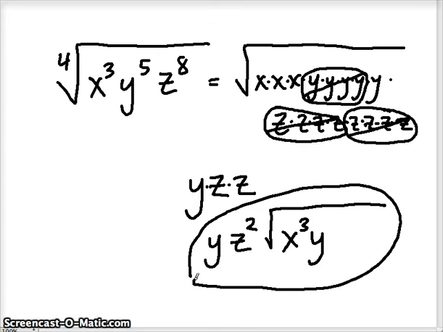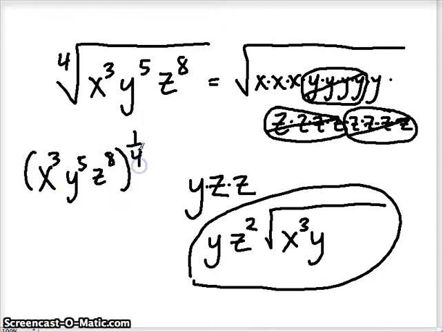We could also think about changing the form. Instead of it being radical form, we could write it in exponent form. That actually might help you. Maybe you prefer it that way. So we got x to the third, y to the fifth, z to the eighth, all to the 1/4 power.